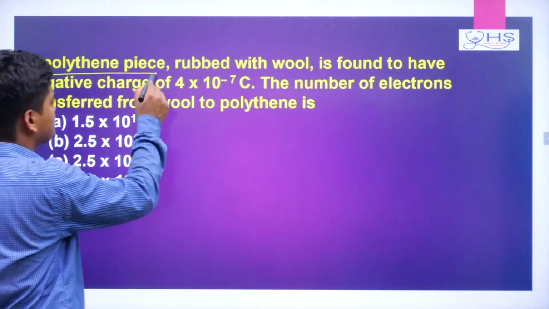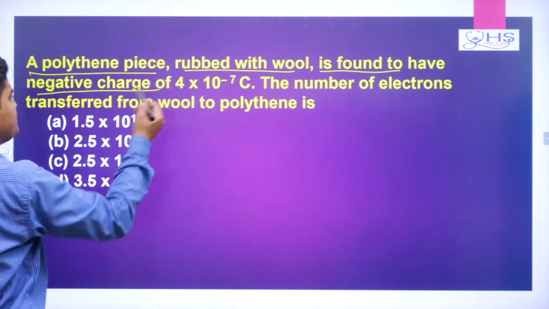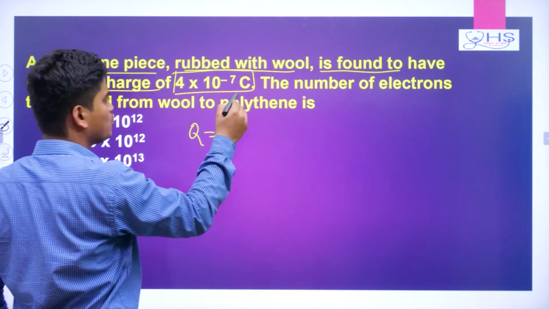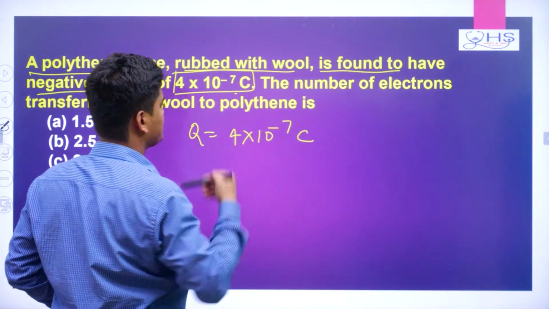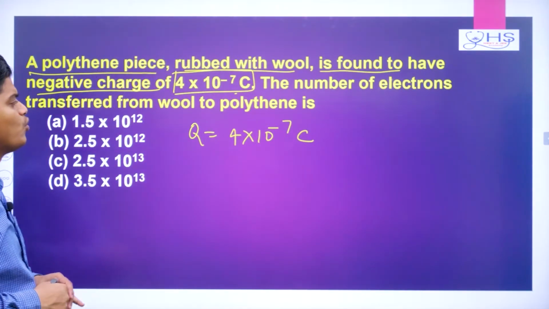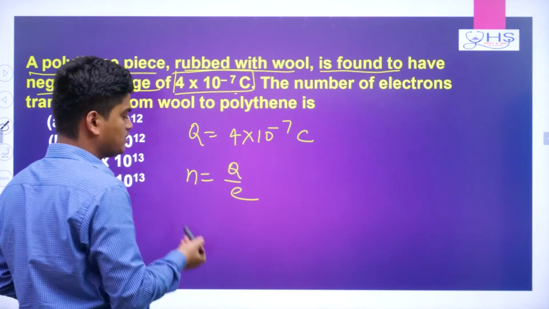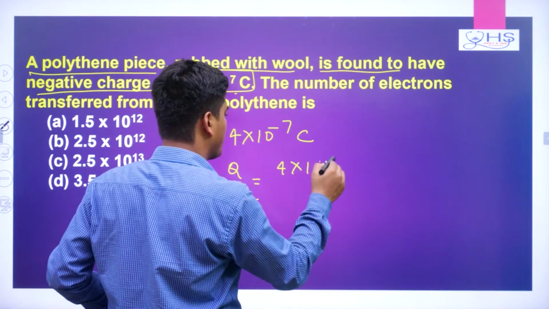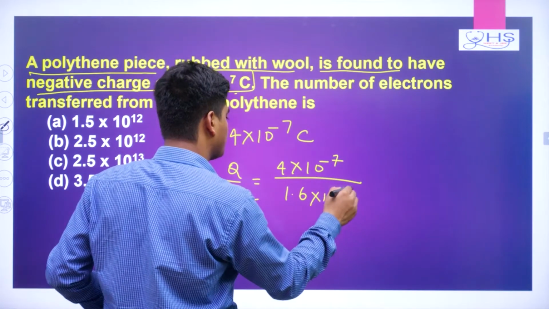A polythene piece rubbed with wool is found to have a negative charge of this much. The charge is given in coulombs, 4 into 10 to the power minus 7 coulomb, that is Q. Now the number of electrons transferred from wool to polythene, that means n equals how much? n equals Q by e. Q is already given, 4 into 10 to the power minus 7, divided by 1.6 into 10 to the power minus 19.